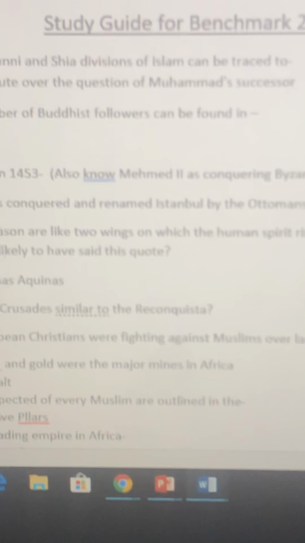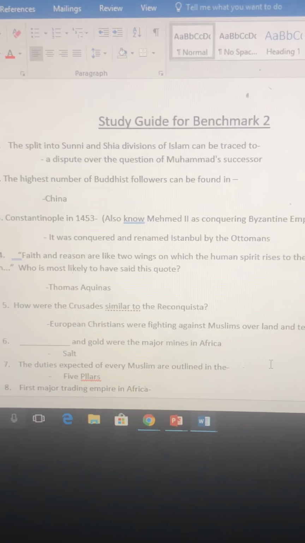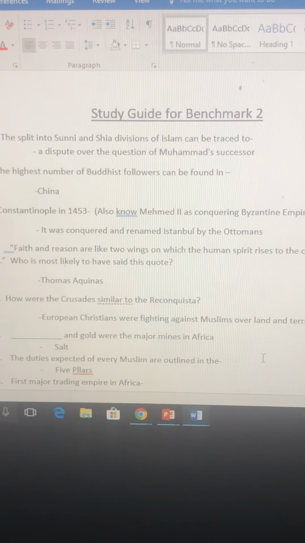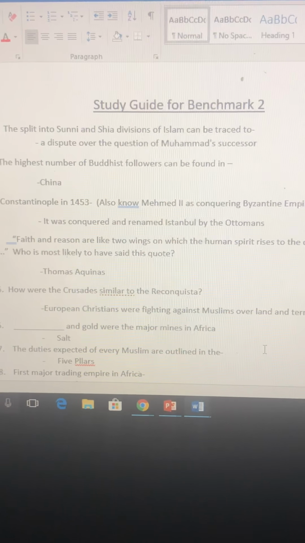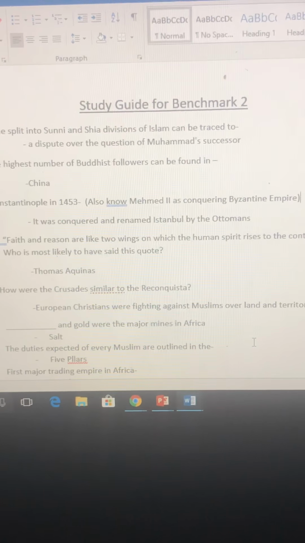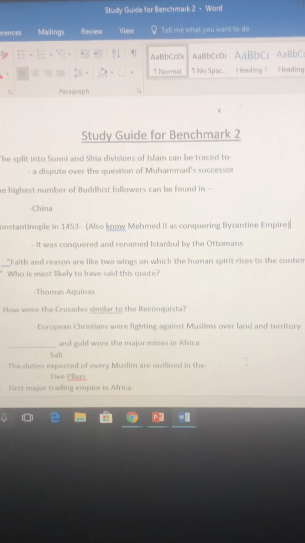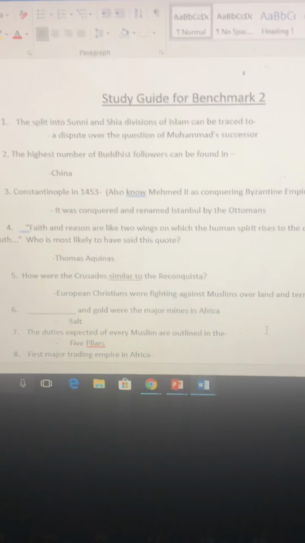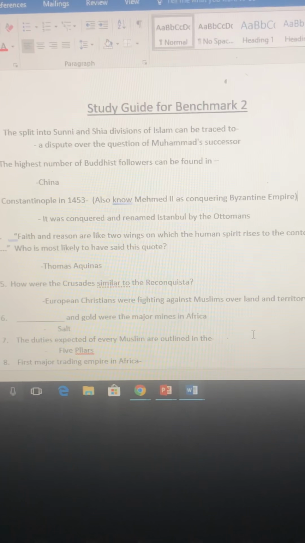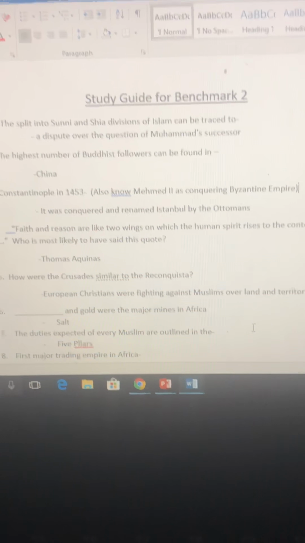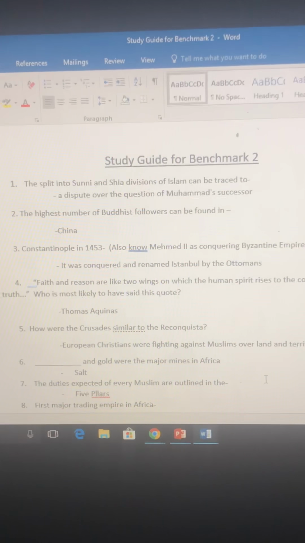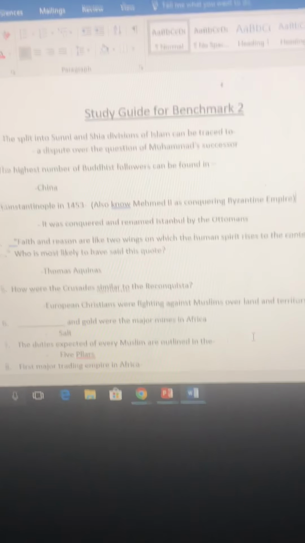But let's get started. The split into Sunni and Shia divisions of Islam can be traced to a dispute over the question of Muhammad's successor. Number 2, we have not talked a ton about because we're just now starting, but the highest number of Buddhist followers can be found in China. That is a graph question. Make sure you're paying attention to that.